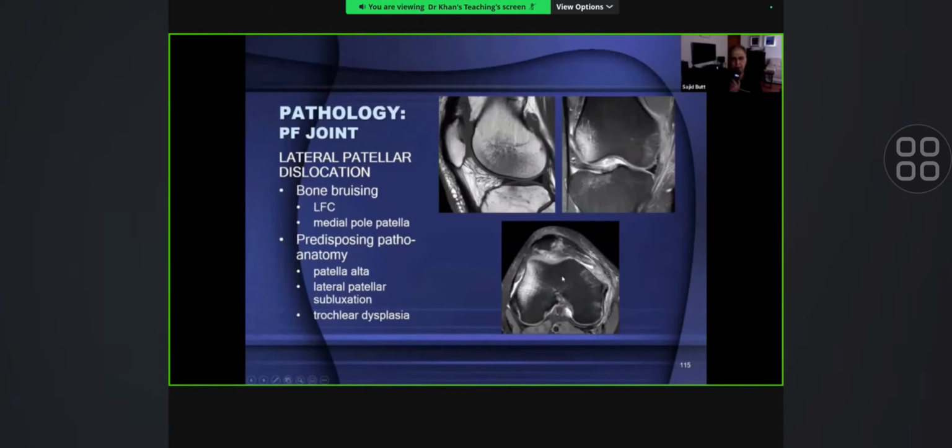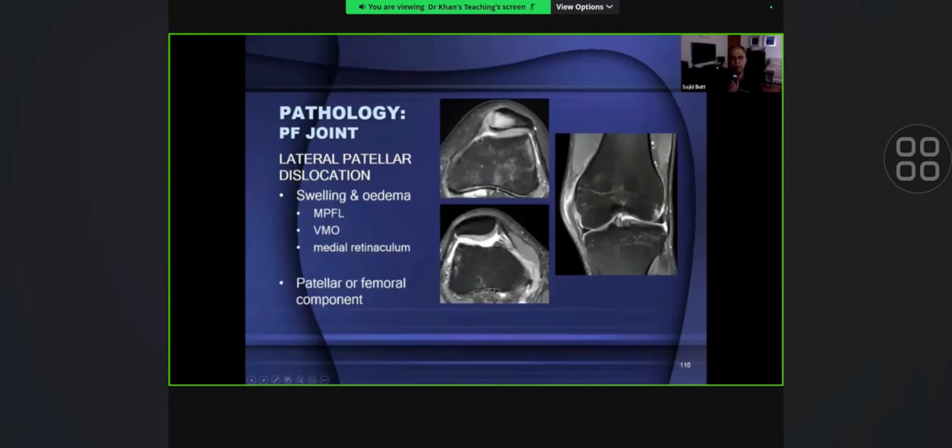This is an example of such a case. Notice here that this is the right knee joint. So this is the lateral side, this is the medial side. The patella has relocated now, but we've got bone bruising on the lateral femoral condyle. We've got injury to the medial patellar retinaculum, and we've got some bone bruising on the medial patellar facet. So that's the mechanism of how it's happened. This patient also had injury to the medial collateral ligament, which has got a full thickness rupture.